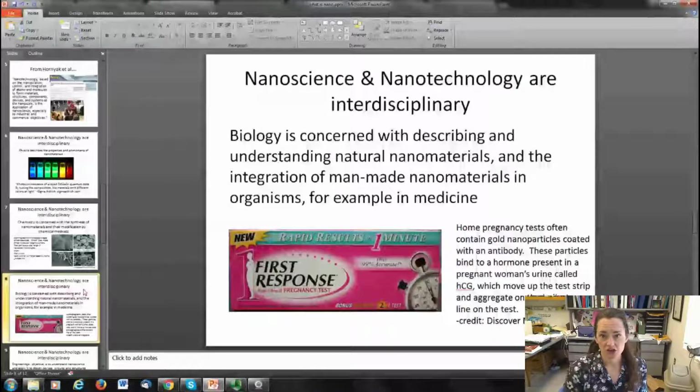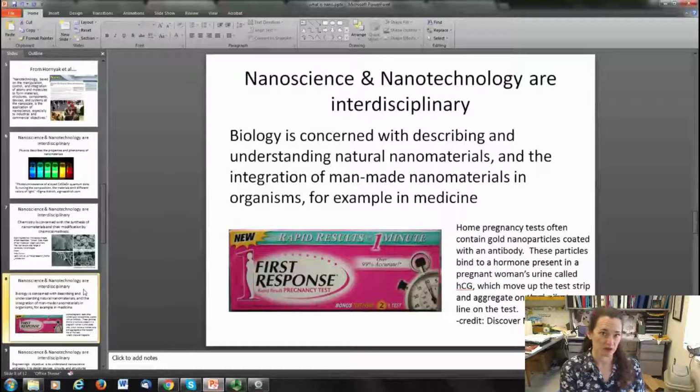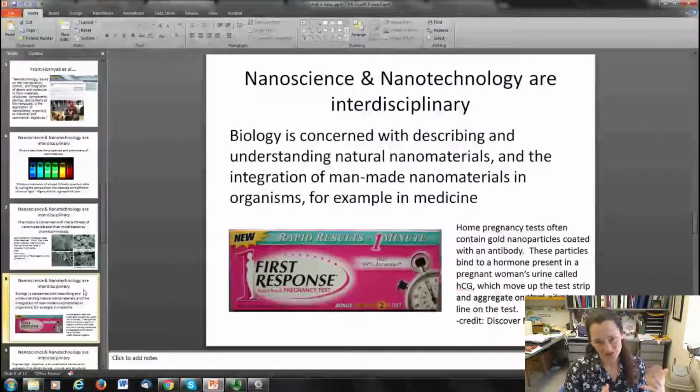The biologists are also very intricately involved. In fact, the biologists will tell you that they've been doing nanoscience for longer than anybody else, because a lot of the processes that occur within our bodies and cells involve little nanoscale machines. So the biologists are concerned with describing and understanding natural nanomaterials and the integration of man-made nanomaterials into organisms, particularly in medicine. That's a very hot area of research in nanoscience and nanotechnology.